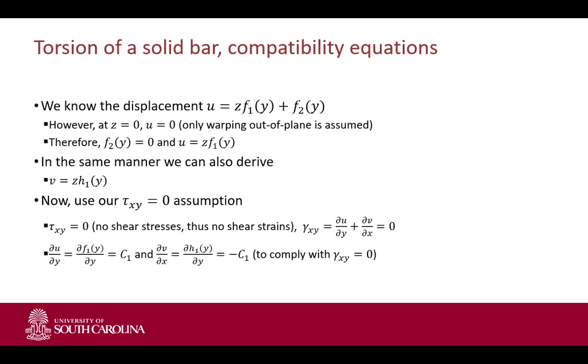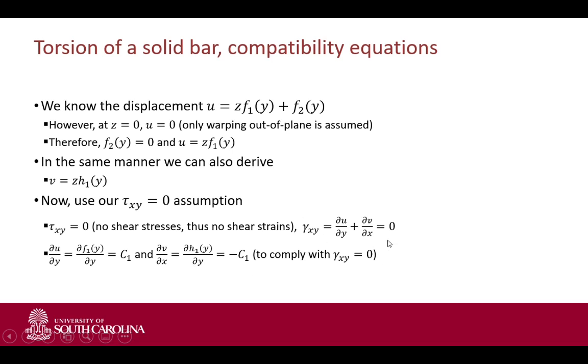Because of that, we can define a function combining these two together. We know that partial u over partial y is equal to partial f1, which is a function of y, over y is equal to a constant c1. And similarly, for this to be true, we can derive the same thing. We get a c2, but in order to comply with this requirement here, these two coefficients must be equal and opposite in sign.